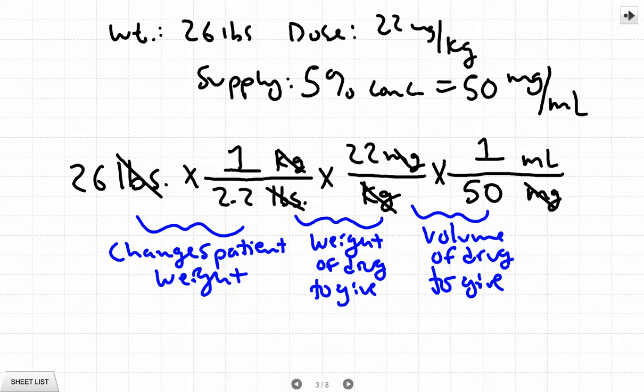So step 1 changes the patient weight. Step 2 determines the weight of drug to give in milligrams. And step 3 determines the volume of the drug to give in milliliters. So we'll go one more page, write this out again, and come up with the final calculation.